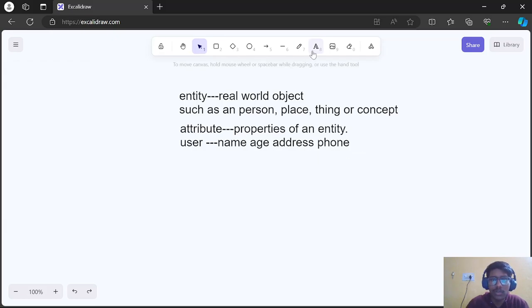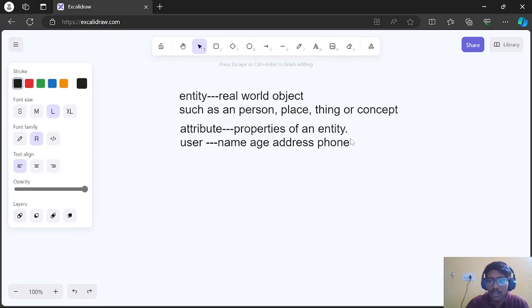So let's go to another term of an ER diagram. That would be the relationship. I guess this one needs no explanation because a relationship basically describes how the entities are related to each other.